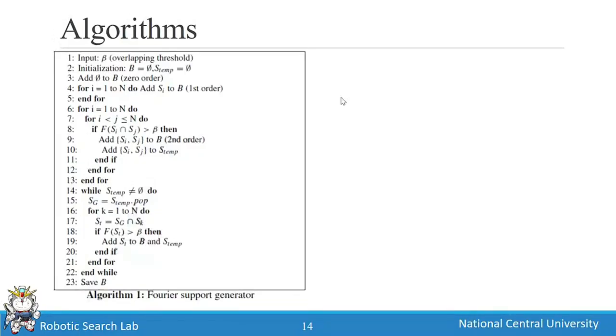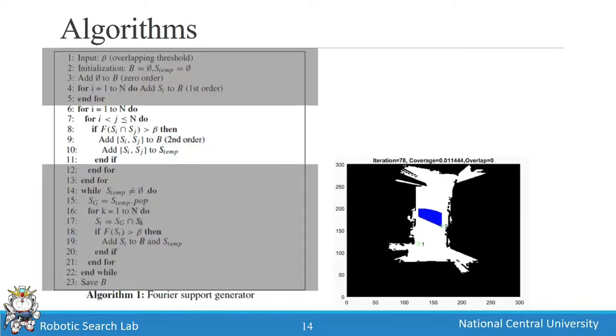The algorithms are as follows. In the initial stage, we have to generate the Fourier support. Here is the equation to generate it. So we have to generate the first order, second order, third order, and so on for the Fourier basis. Here is an example. For example, we have generated the second order, then we have to compute all of the second order terms. If those terms are more than beta, then we will save it as a second order basis. Here is an example.